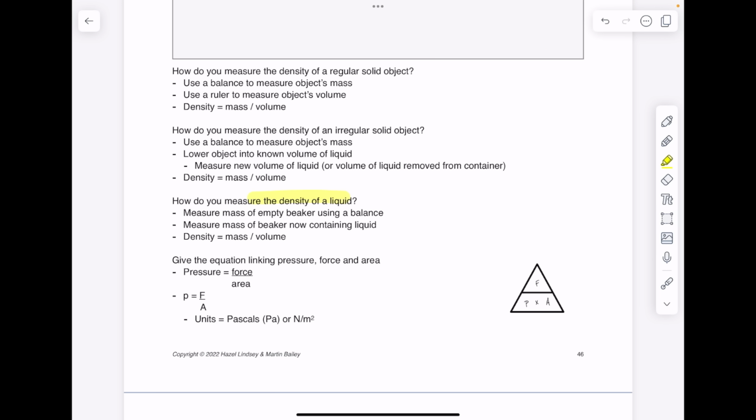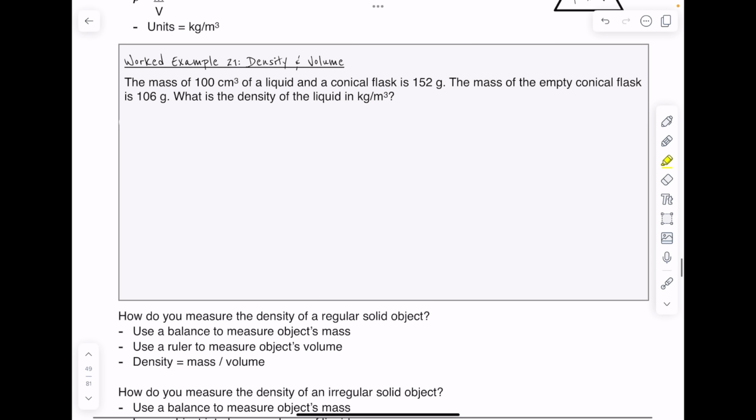It's really straightforward. This time you're going to measure the mass of an empty beaker using a balance, pour your liquid in and measure the new mass, and then you can use your equation density equals mass over volume in order to find the liquid's density. But let's do a sum showing that we can actually use this equation.